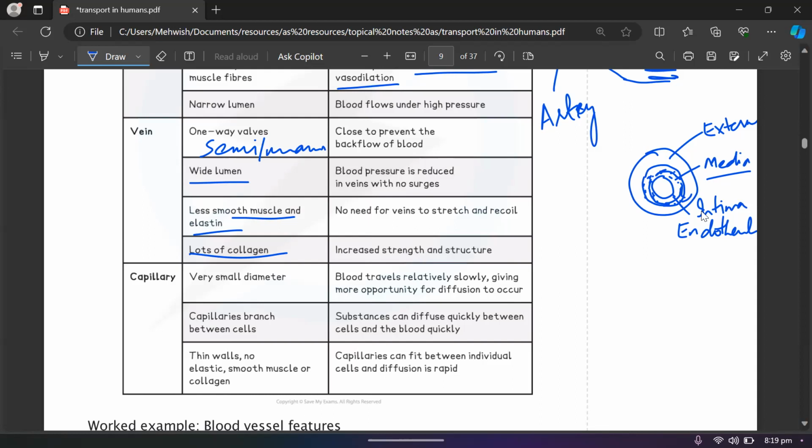And they don't have any ability to stretch and recoil because they don't have to resist any pressure and they don't have to face any pressure, ठीक है। क्यों? क्योंकि veins are bringing blood back from the body parts. Veins are not receiving blood directly from the heart.